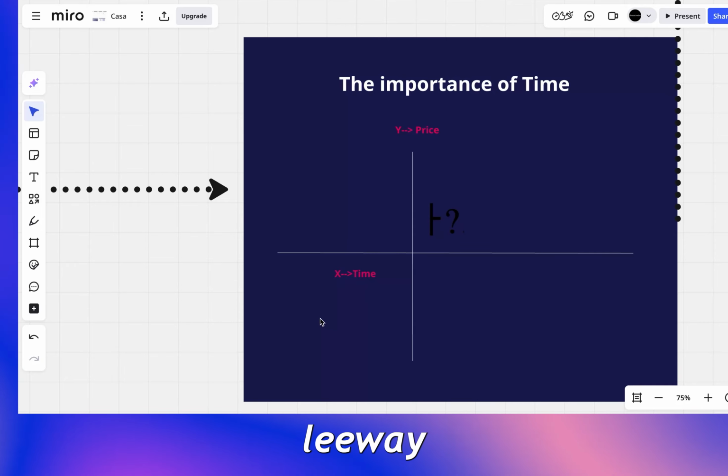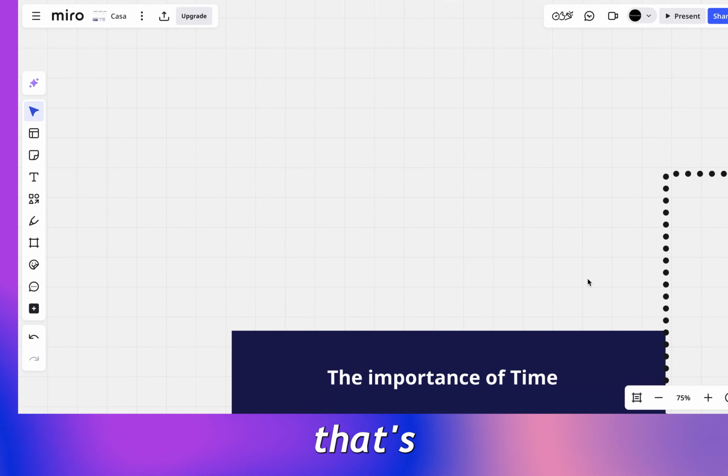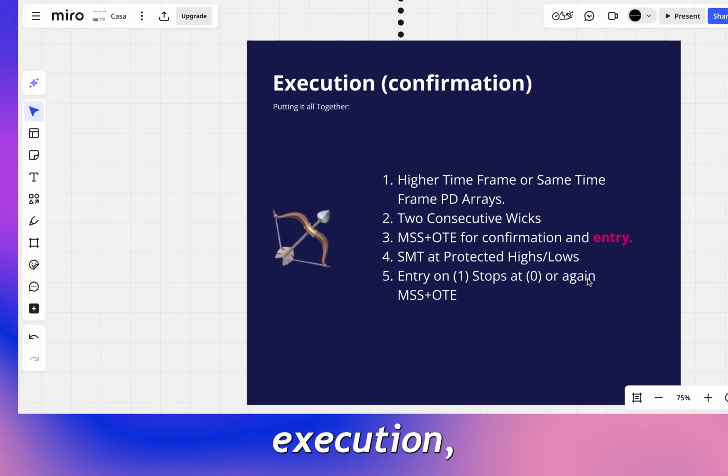Kind of giving you guys leeway and guidance towards the right doors. Think of it like that. But that's the importance of time. And then we have execution, right?